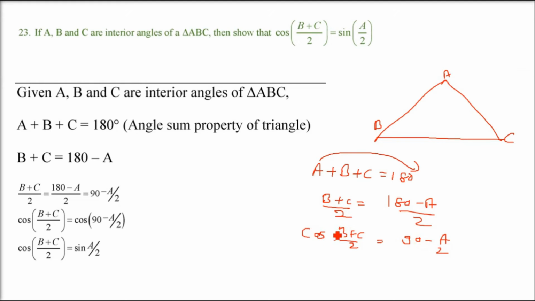Now you can take cos on both sides, because cos is in the question. So cos (B plus C)/2, and when we take cos, cos of 90 minus theta is what? Cos of 90 minus theta is sin theta. So it's sin A/2. This is how we prove it.